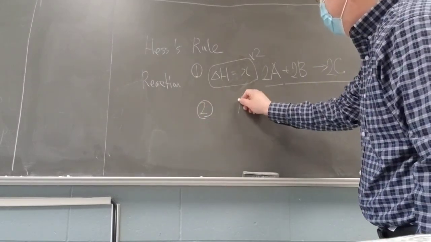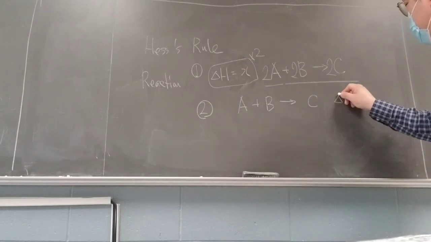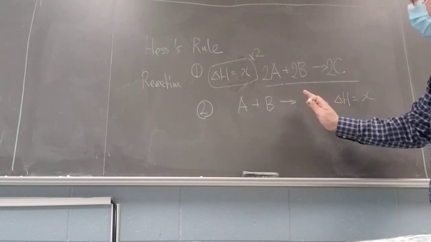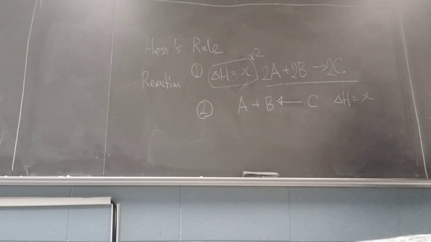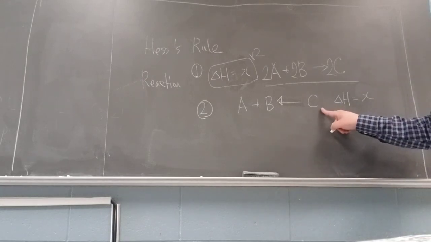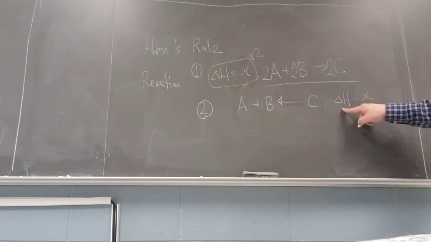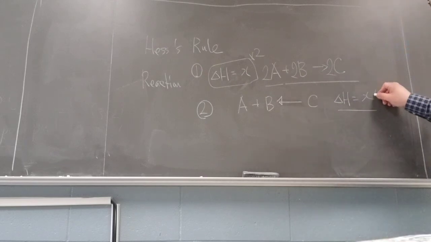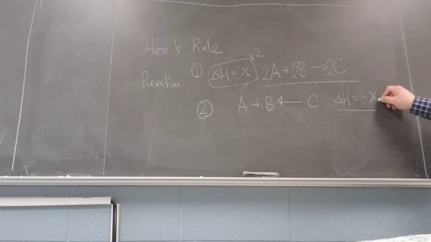How about we have this one? Your enthalpy change was X again here, and then I want to do the reverse reaction. Okay, so I'm going to change the direction to the opposite direction over there. So now C makes A and B. In this case, you just need to multiply the enthalpy change of the previous one by -1. So in that way, this will become -X.